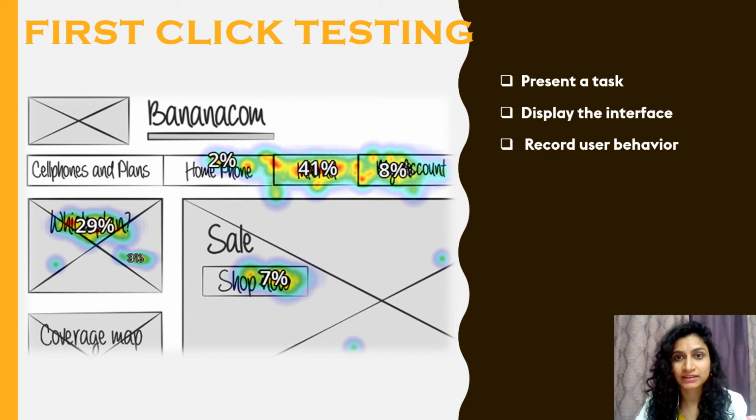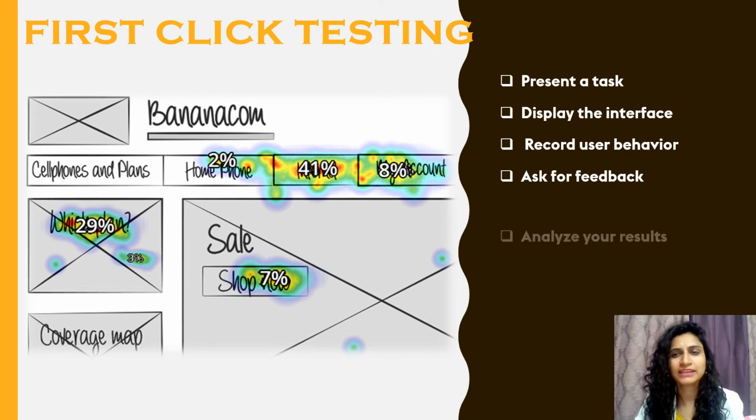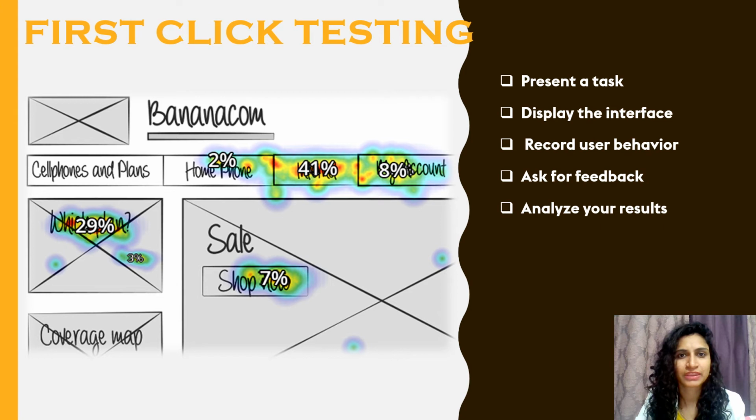Where the user clicked and how long it took for them to click. These two matrices indicate if the task was achievable as well as how difficult it was to complete it. Ask for feedback. Survey your participants to gain deeper insights into why they behaved the way they did. And then analyze your results.